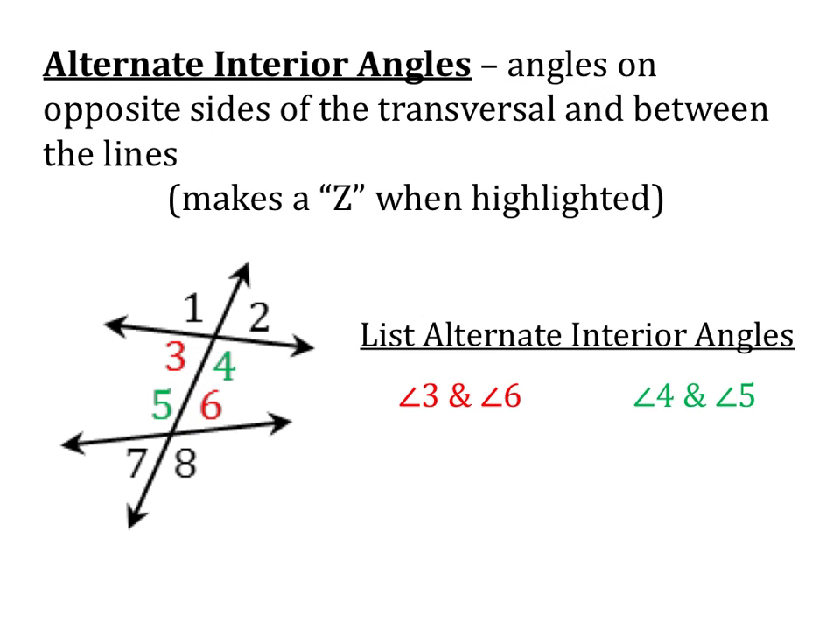All right, next you have alternate interior angles: angles on opposite sides of the transversal and between the lines. And it makes a Z when you highlight. So angles 3 and 6. So here's my Z. So 3 and 6 are alternate interior angles. And then a Z going the other direction, so 5 and 4 are also alternate interior angles.